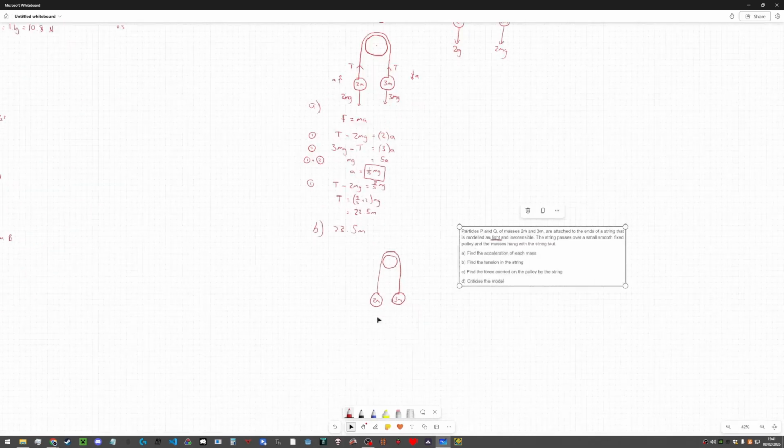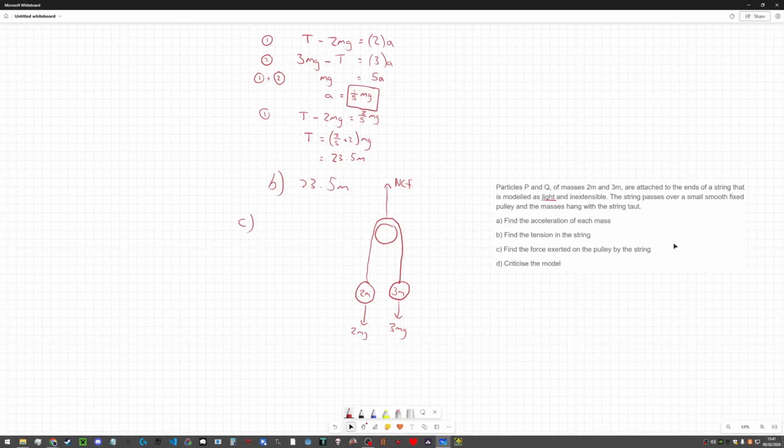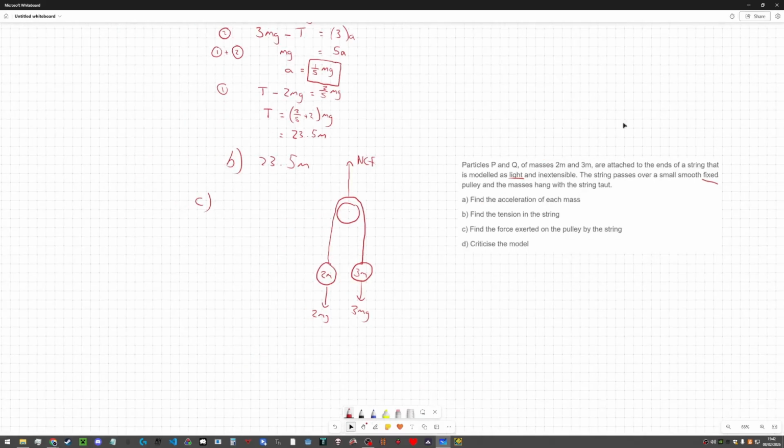Question C is asking us to find the force exerted on the pulley by the string. Now, based on Newton's third law, we know that this is equal to the force exerted on the string by the pulley. So we have this upwards force, which is our normal contact force. We have these two downwards forces from earlier. And we know that the whole thing isn't falling.